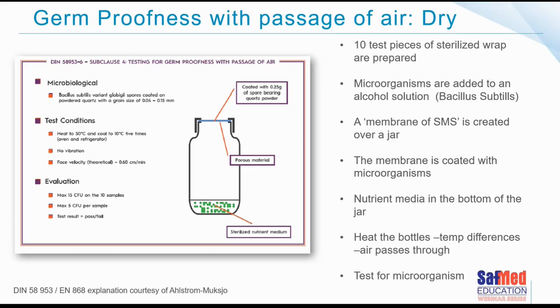At the end of the day, the nutrient media at the bottom of the jar is then evaluated and tested for any microorganisms. There is a maximum amount of colony-forming units that can be per sample, and per 10 samples overall, a maximum of 15. And then, of course, you will get a result of pass or fail. So that is the germ proofness test, the ability of the sterile barrier system to keep out microorganisms.